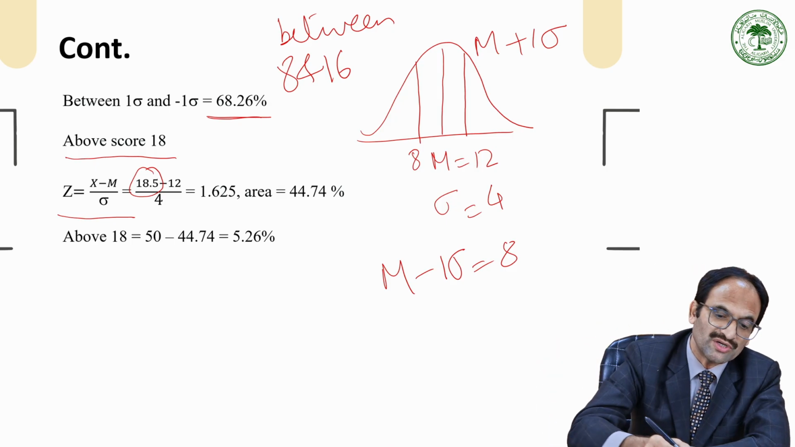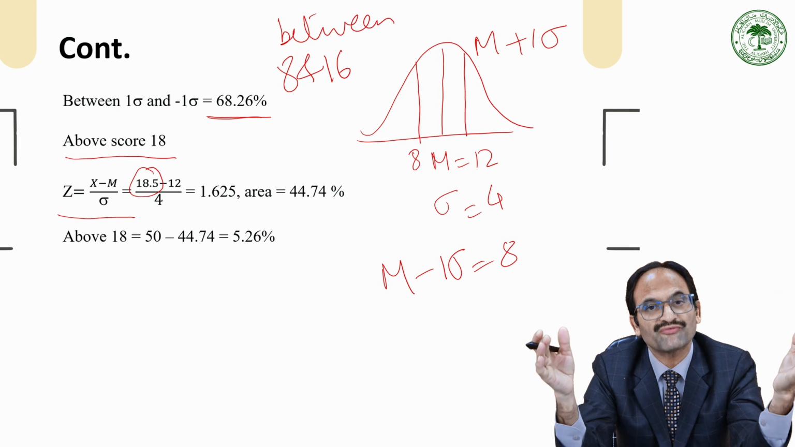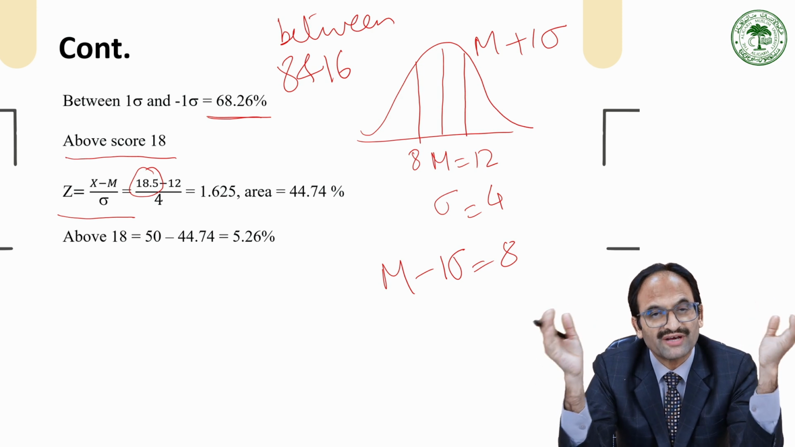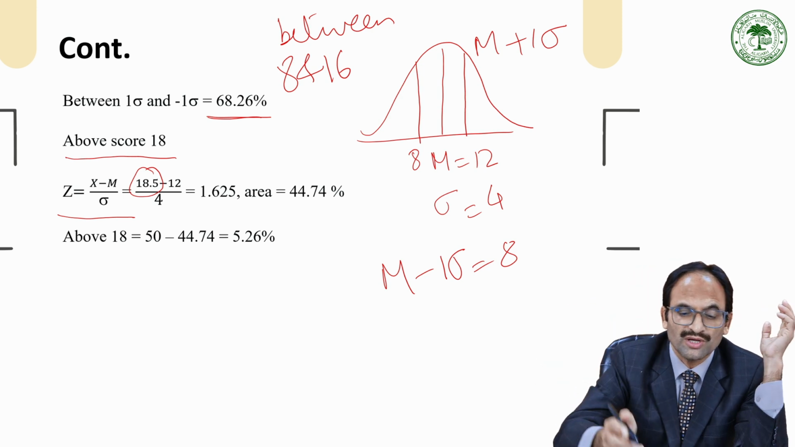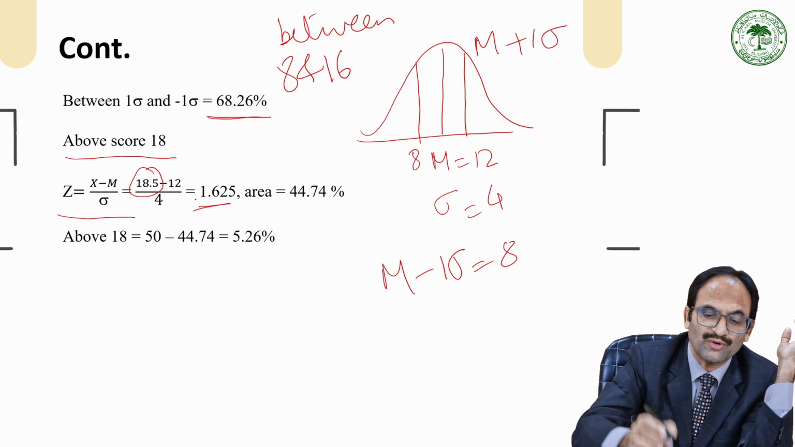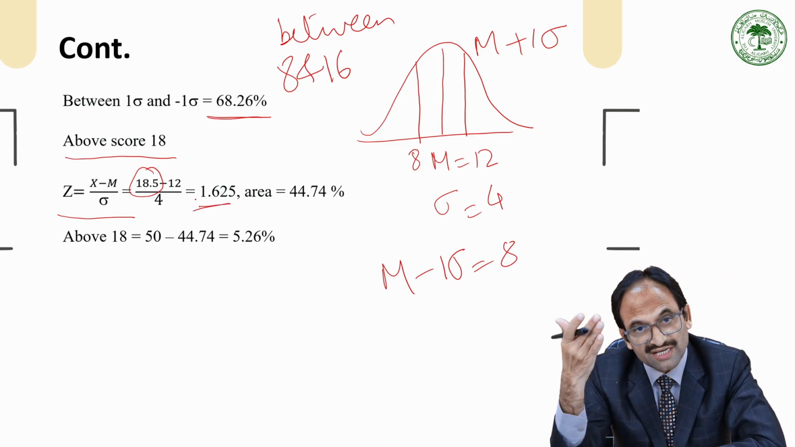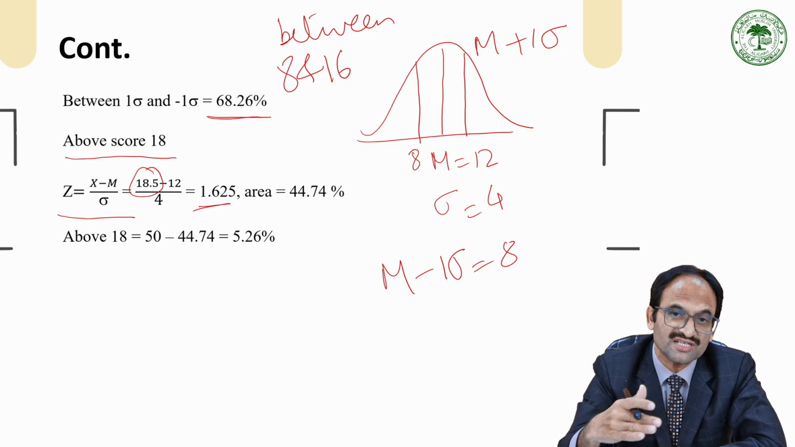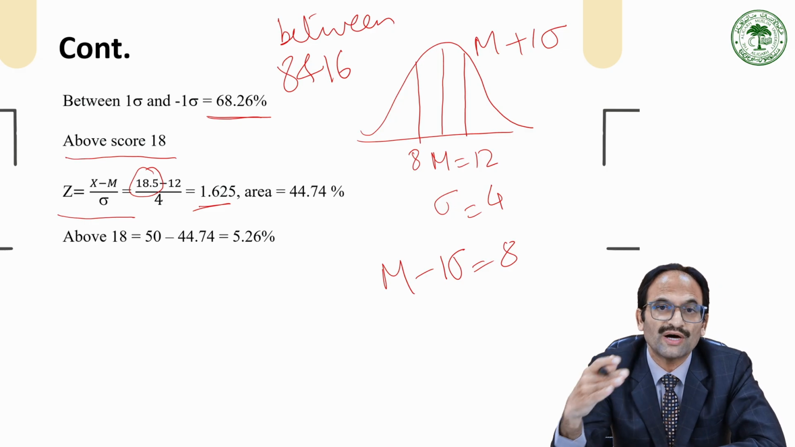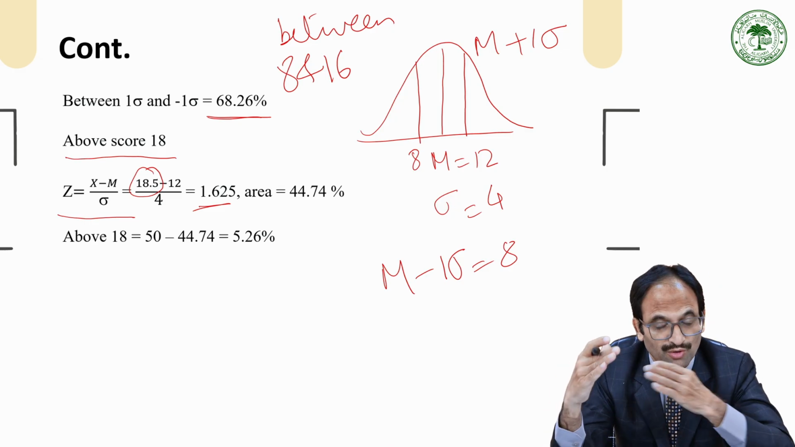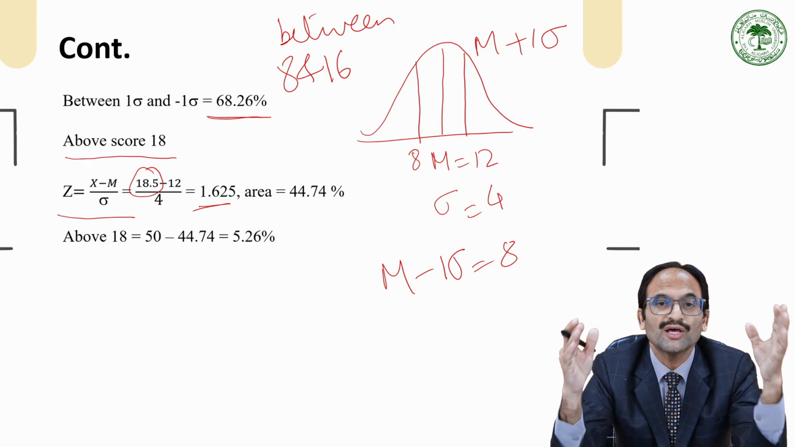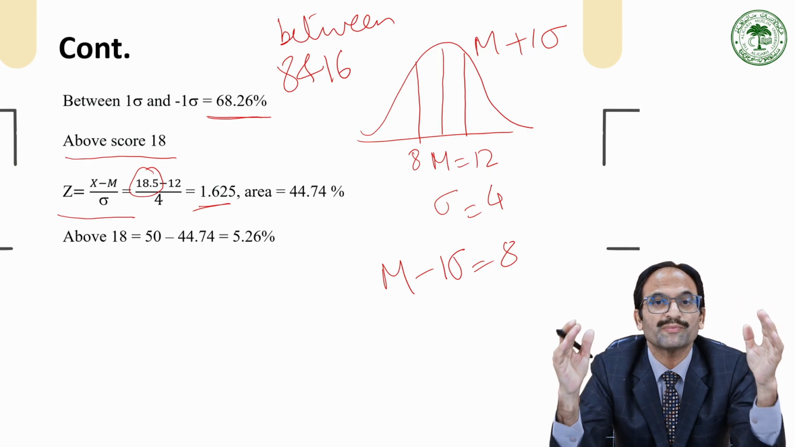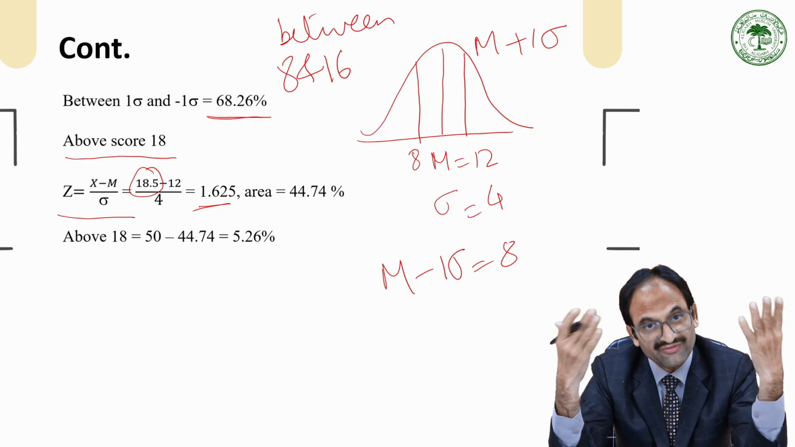So, the moment you do it, you will subtract 12 from 18.5, and whatever comes you will divide by 4. Finally, you will get 1.625. So the Z score that you have got for this particular problem is 1.625. Now, remember what you are required to find out: the percentage of cases above 18.